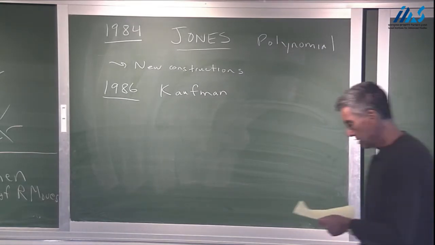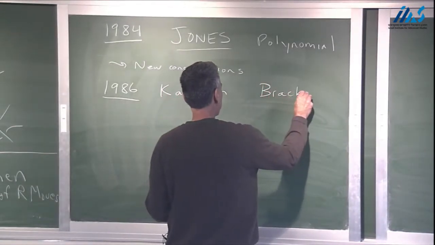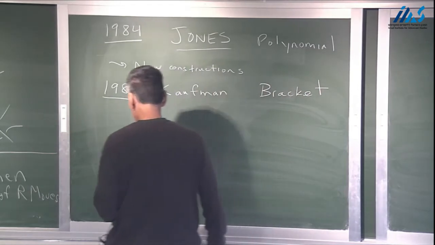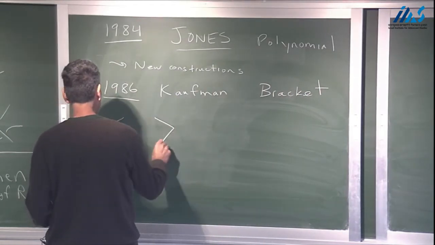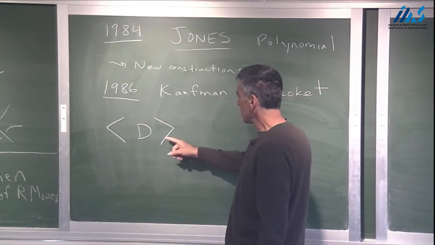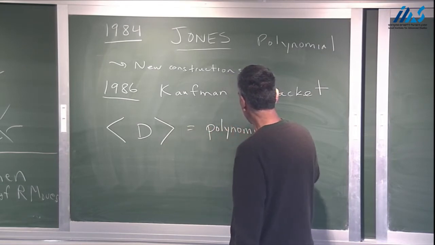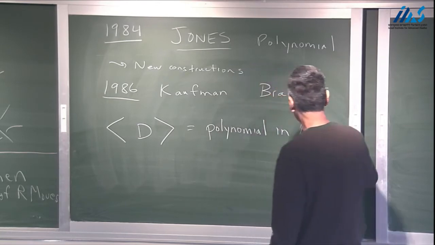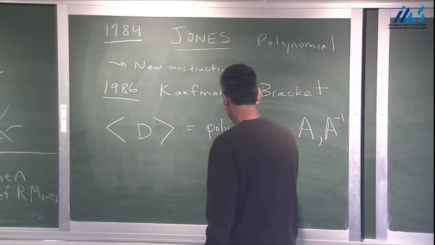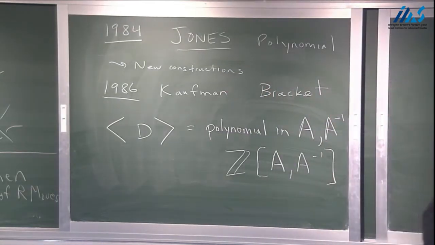So the idea introduced by Kauffman is now called the Kauffman bracket. And what it is, it's written like this: D is some diagram, and the bracket of D is some polynomial in A and A inverse. So it's a Laurent polynomial, a sum of powers of A and A inverse. And it's defined by the following rules.